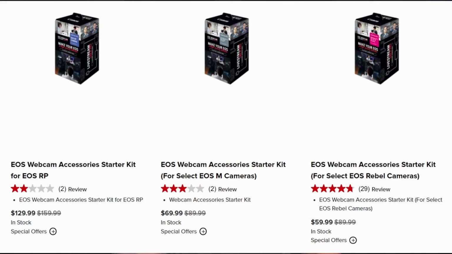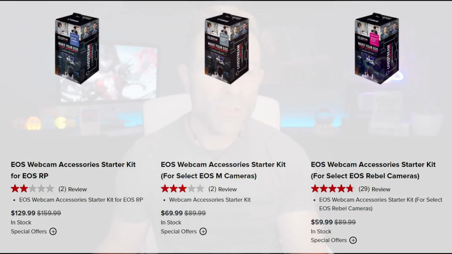Well, you need to buy a kit to begin with. You really don't, but they want you to buy this EOS webcam accessory starter pack. And they have these starter packs for different systems. You'll see that there's 3. One is for the RP, the other one is for the M series, and then the last one is for your Rebel. Now, the price, as you can see, was $160. Now it's $130.